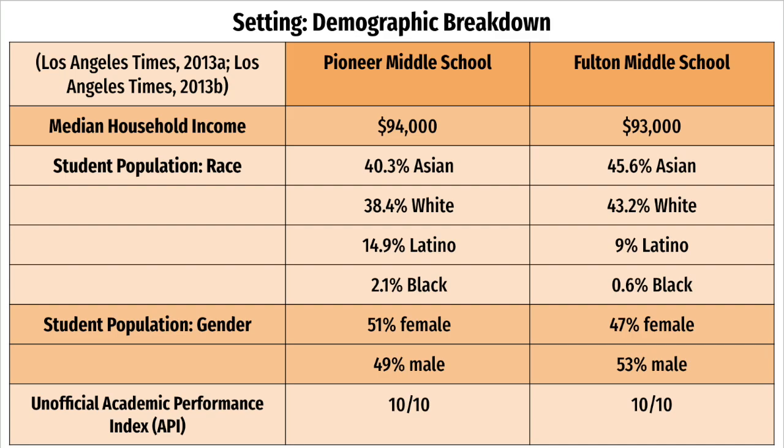The two middle schools also have primarily the same racial and ethnic background with slight differences. For example, there is a 40.3% Asian population at Pioneer Middle, while there's a 45.6% Asian population at Fulton Middle. And in regard to the student body's gender, again, there are not extreme differences in that grouping either. And additionally, according to the Los Angeles Times, the unofficial academic performance index for both schools is a 10 out of 10. So establishing our program in this location will play a vital role in widening students' outlook on others.